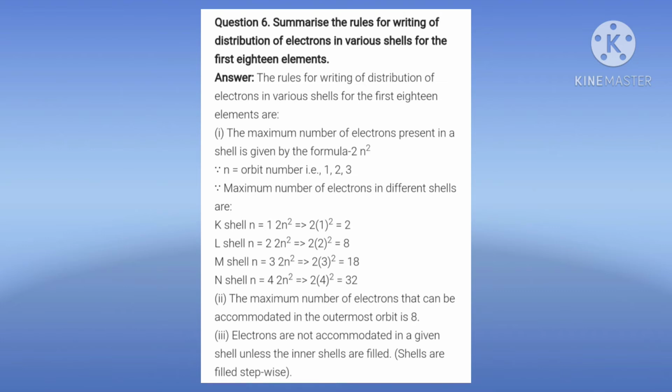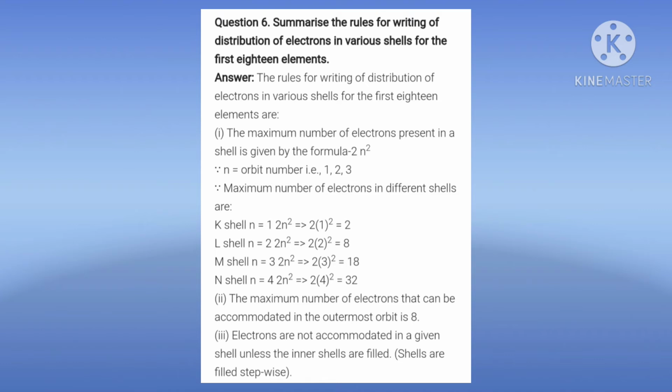Summarize the rules of writing distribution of electrons in various shells for the first 18 elements. Just now I was discussing the different rules. First, the maximum number of electrons present in a shell is given by the formula 2n square, where n is equal to the orbit number, that is 1, 2, 3, 4, like that. So the maximum number of electrons in different shells: K shell, the first shell, n is equal to 1. 2n square will be 2 into 1 square, that is 2.